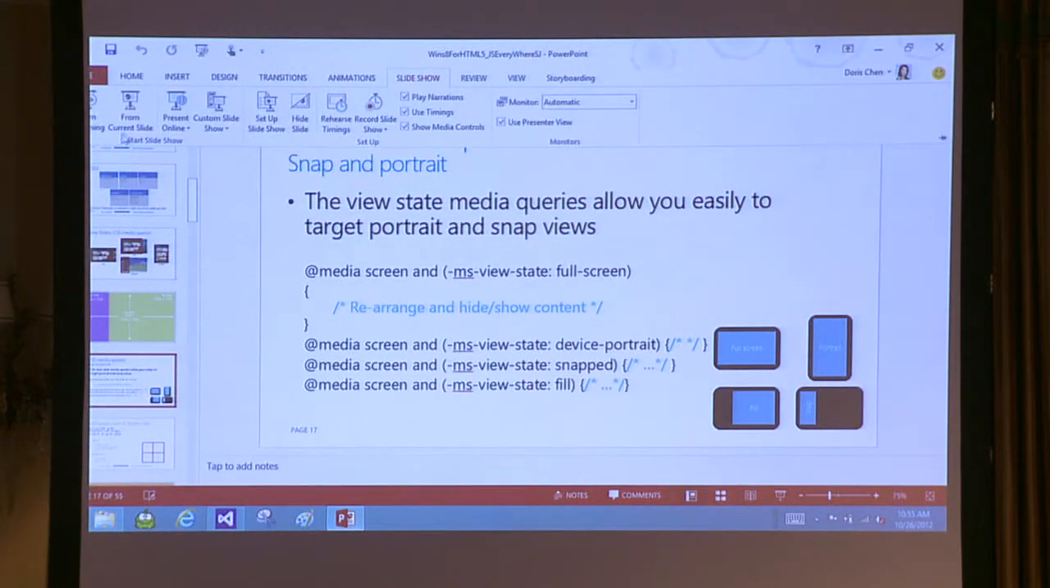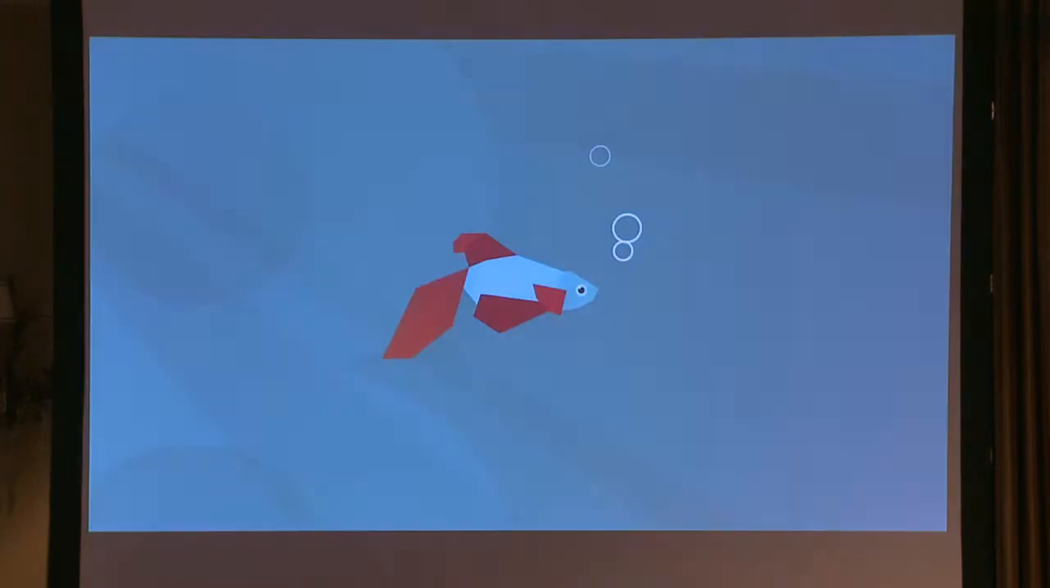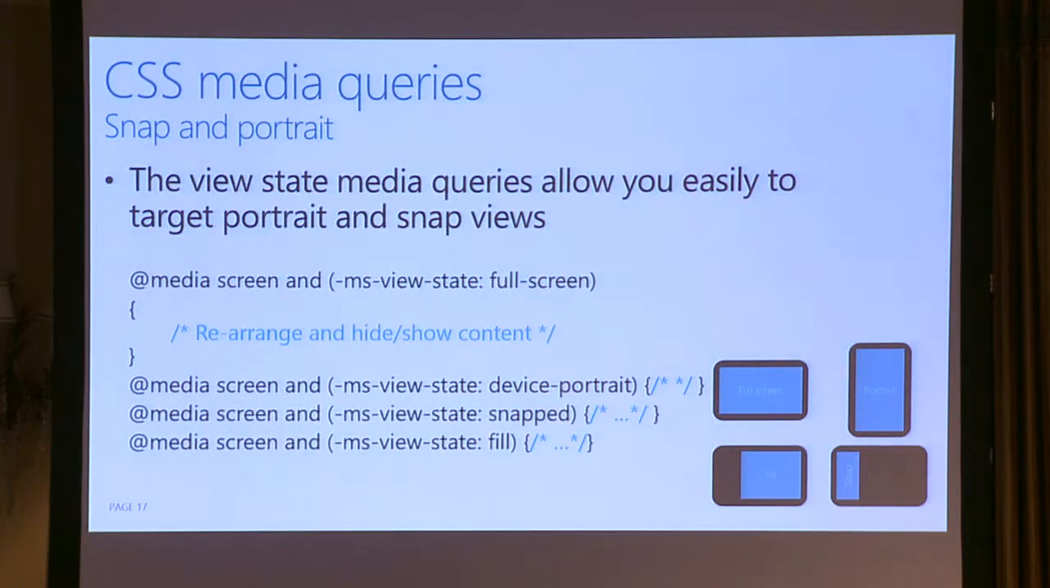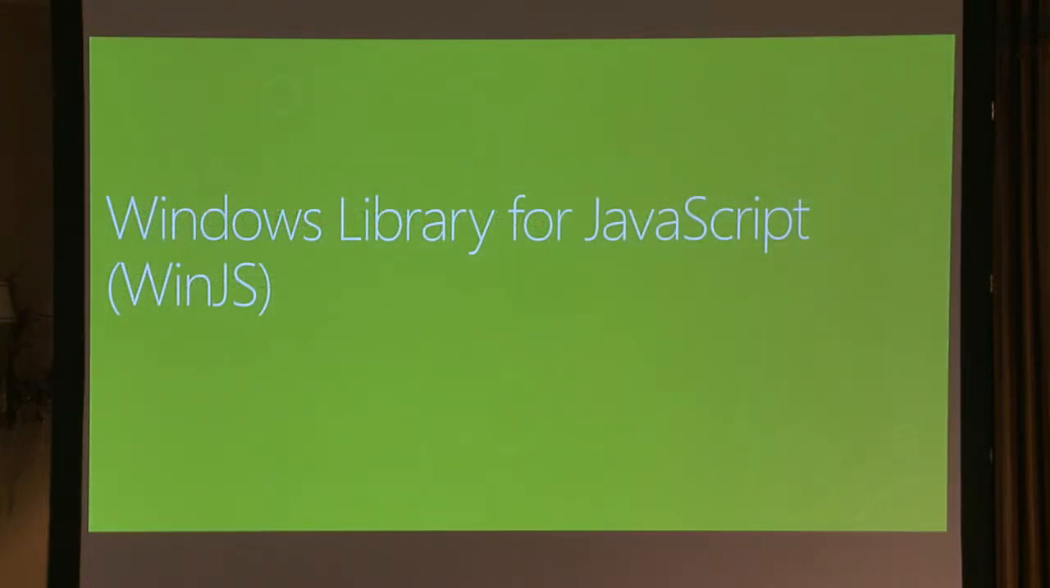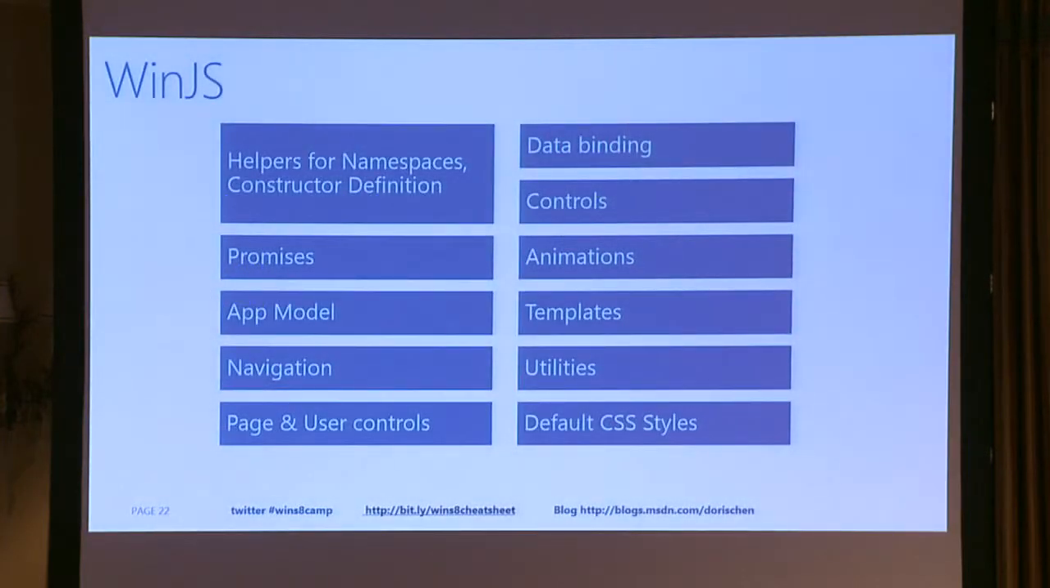So by now you should have some idea about how media query is used in Windows 8. So let's move on. The next thing I want to show you is, in addition to all the standard HTML5 CSS features you could use for your app, there is also additional WinJS, called the Windows Library for JavaScript. So WinJS is providing a better way for you to integrate with the Windows 8 environment and provide a better API for you to do an easy job.